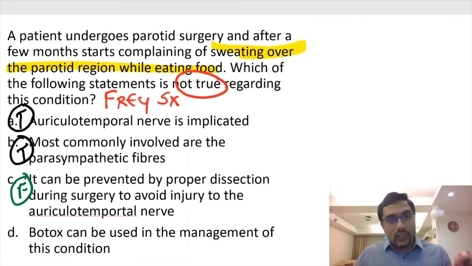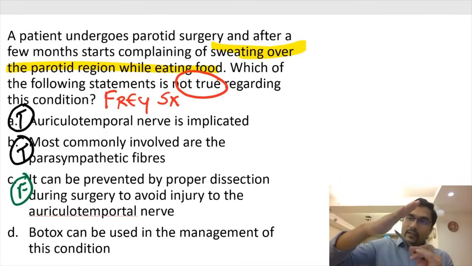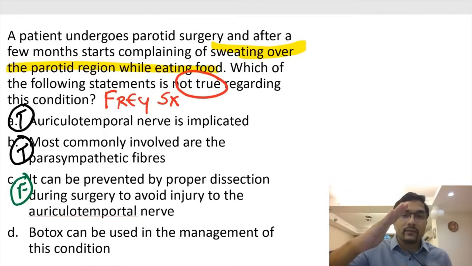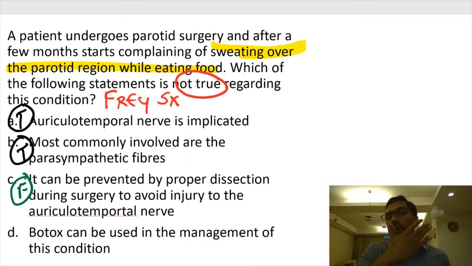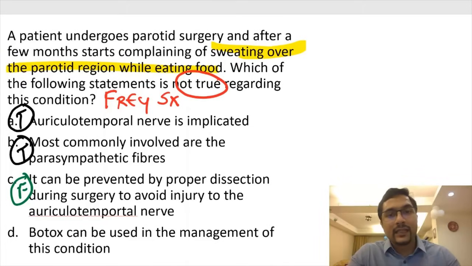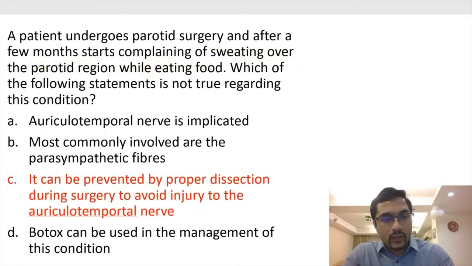Right, so if you want to prevent Frey syndrome, we want to put something between the skin and these nerve endings. So if we put a muscle flap, like a digastric or a sternocleidomastoid muscle flap to cover this bed, then Frey syndrome will not occur. Botox can be used in the management of this condition. This is true. So the correct answer here is C. This is important for the exam.